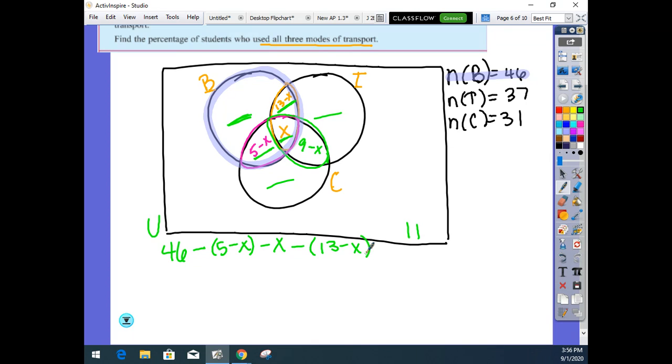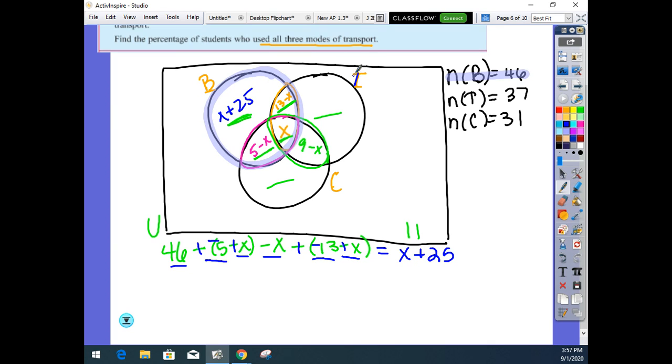And so all of this combined, if I combine my like terms, be really careful when you combine like terms. You got to first distribute your negative through the quantities. All right, so when I combine my x, my negative x, and my positive x, that just simplifies to x. Combine your constants. 46, negative 5, negative 13 is 25. So what we have left to make up the 46 is x plus 25. We have to do that for each circle.